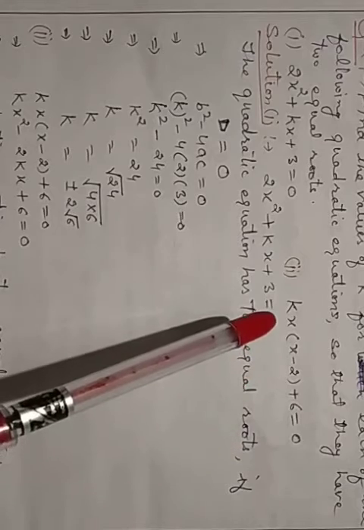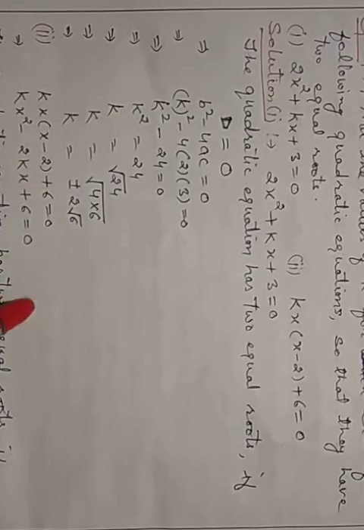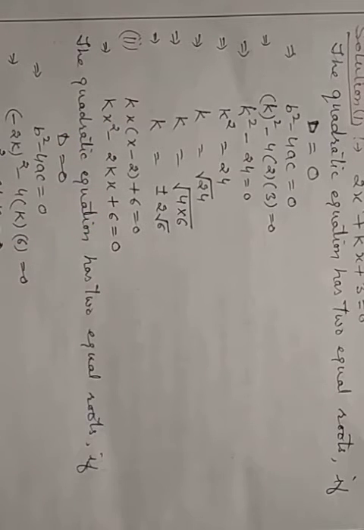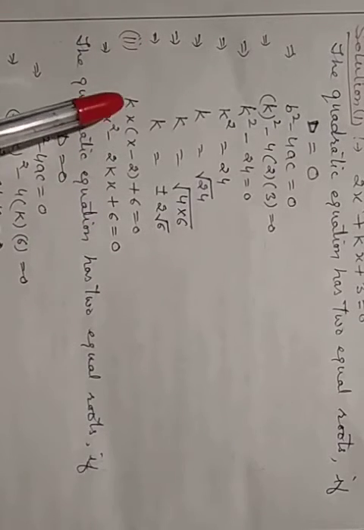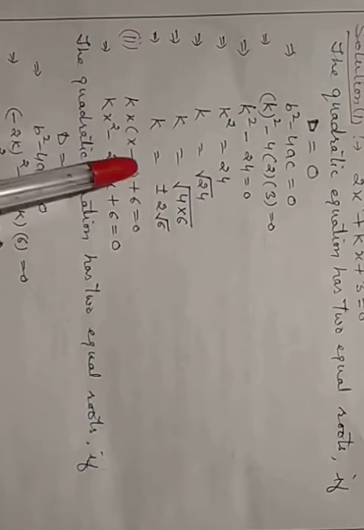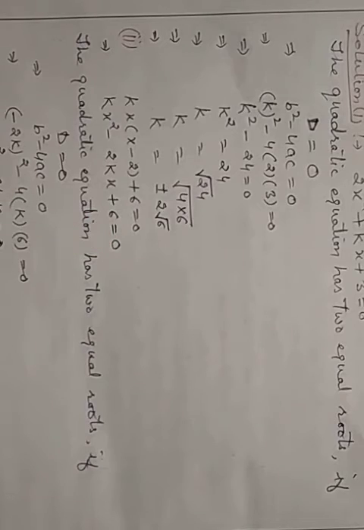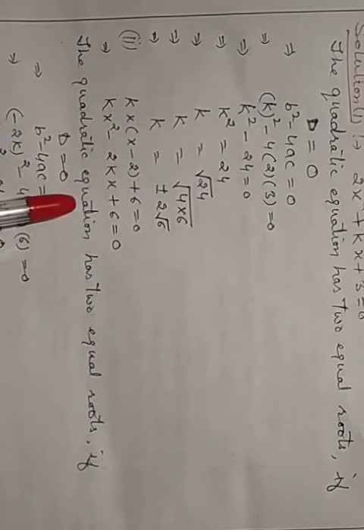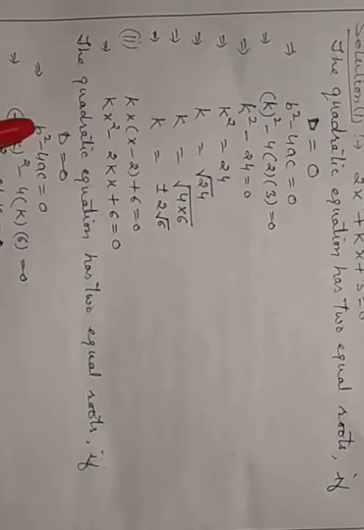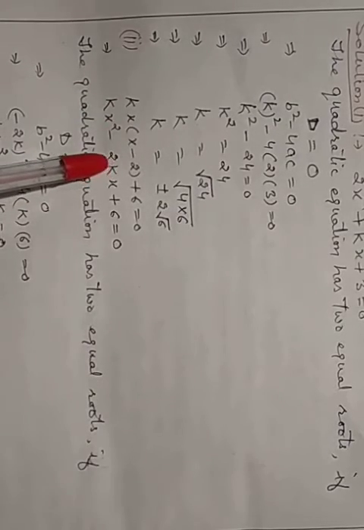Similarly, we shall try question number 2. Second part: kx(x minus 2) plus 6 is equal to 0. It is kx square minus 2kx plus 6 is equal to 0. How? Multiply kx by x, kx square, minus 2 multiply kx, 2kx, plus 6 is equal to 0. Again, the quadratic equation has 2 equal roots if D is equal to 0. D means b square minus 4ac is equal to 0. Now it is your a, b and c.